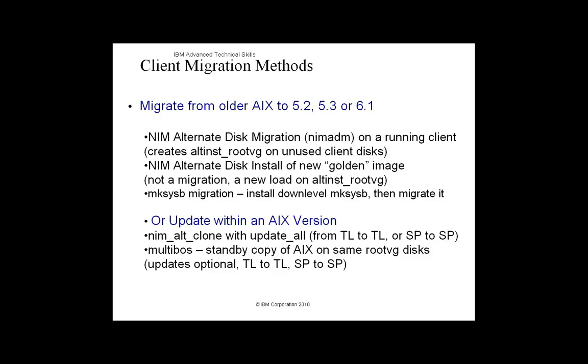I might do a multibos. I can create a standby copy of AIX on the same root VG disks. So if my active copy of AIX is mirrored on hdisk0 and 1, I will create a standby copy that's also mirrored on hdisk0 and 1. Then I can apply updates to the standby copy. I can boot from either the active copy or the standby copy. It's my choice. So, I've got some examples of each of these, how these look, whether you migrate or whether you update. So, going forward here.